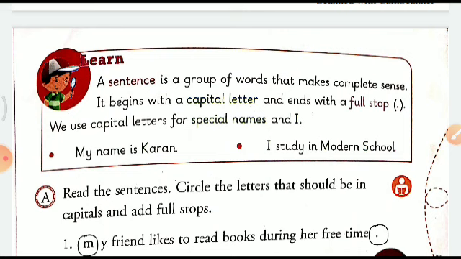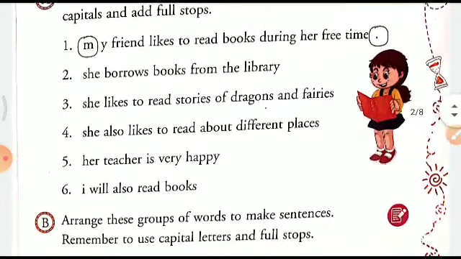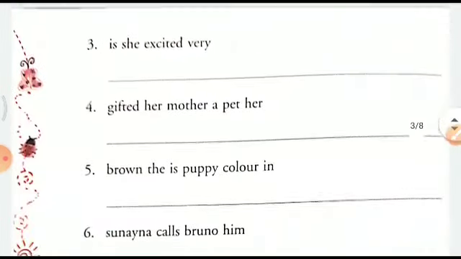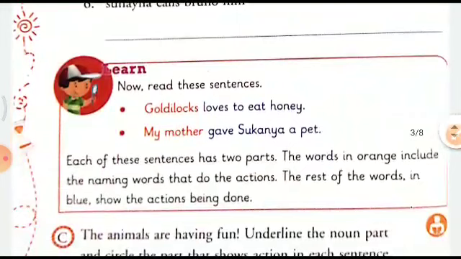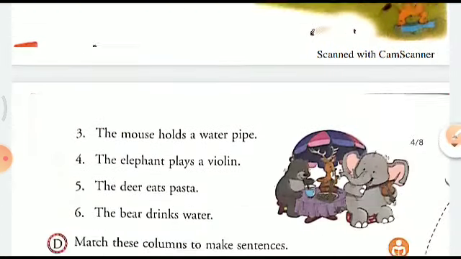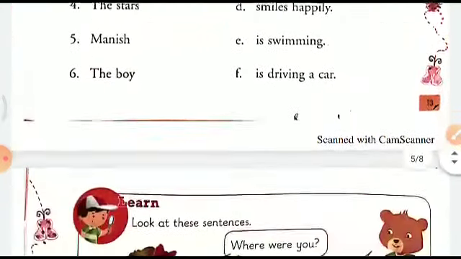Right? We use a capital letter also for special names. We did this exercise in which we have to circle the first letter of the sentence and put a full stop at the end. Then we arranged these words to make complete sense. Now we also saw that a sentence has two parts, right? In the beginning are the naming words and the rest are the action words, right? And we were asked to underline the naming part and circle the action part. We did up to exercise D, and today we will be moving ahead.